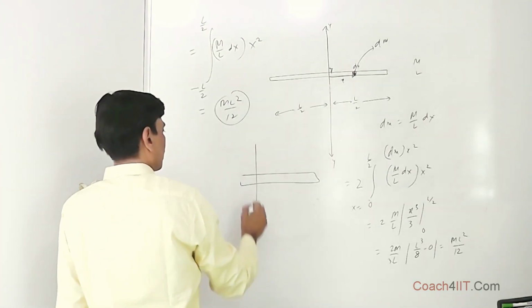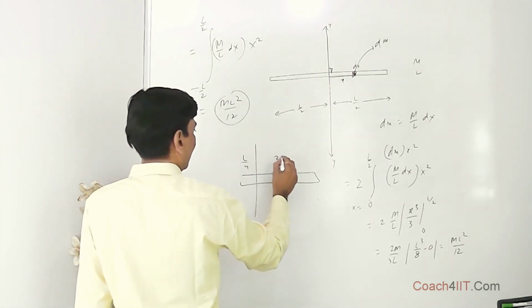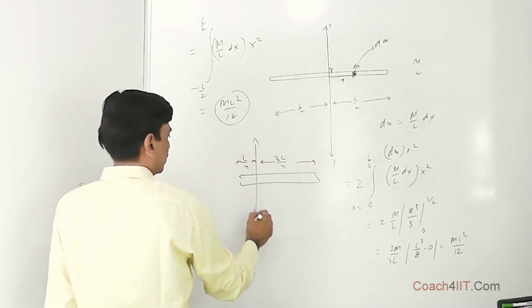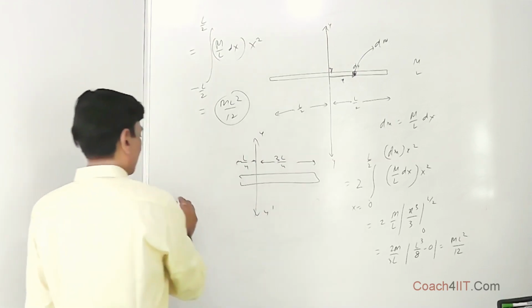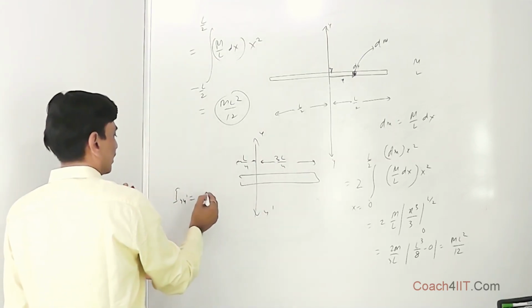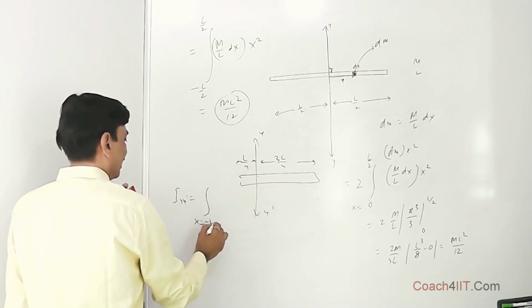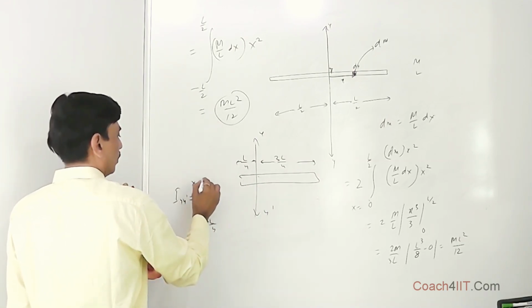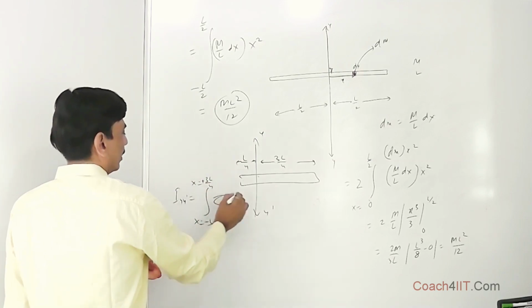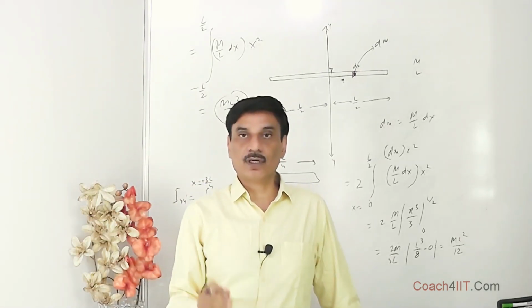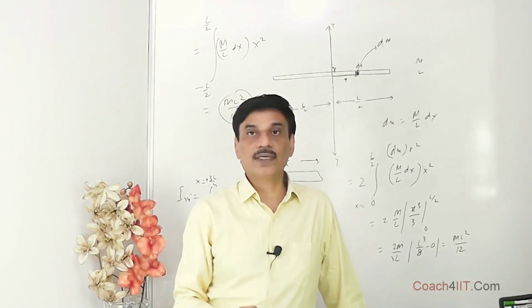If the distance is L/4 here and 3L/4 here, what you can do is find the moment of inertia about the y' axis. Rest will remain the same. You will take the limits as x = -L/4 to x = +3L/4. You can integrate it and get the answer. So this way you can find the moment of inertia of a rod about any axis you are interested in.